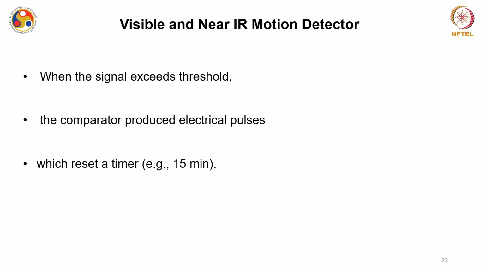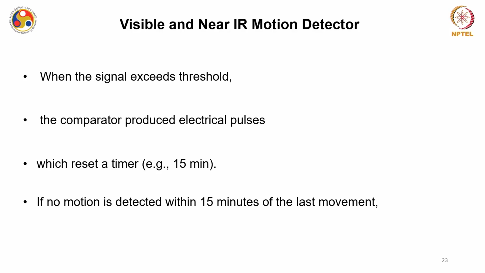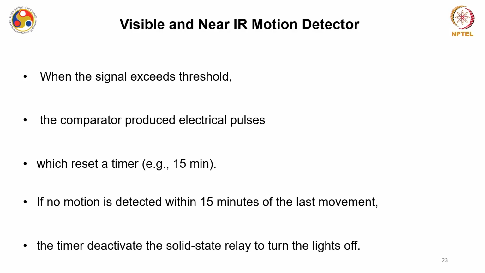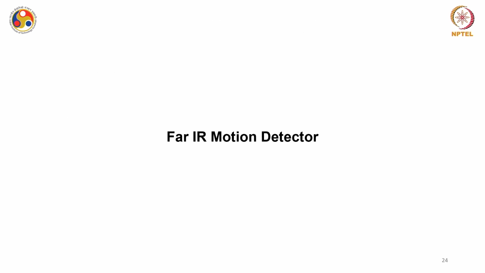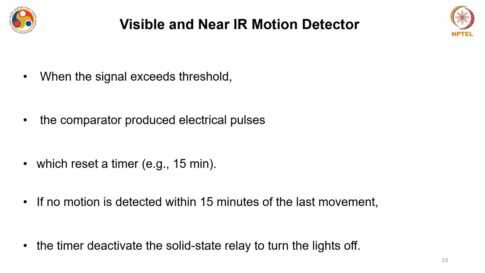This reset can be done within say 10 minutes, or within 15 minutes. So if no motion is detected within this time frame of the last movement, the timer deactivates the solid state relay and turns the lights off. So the source itself is off, which increases its lifespan. This is how basically a visible and near IR motion detector works.